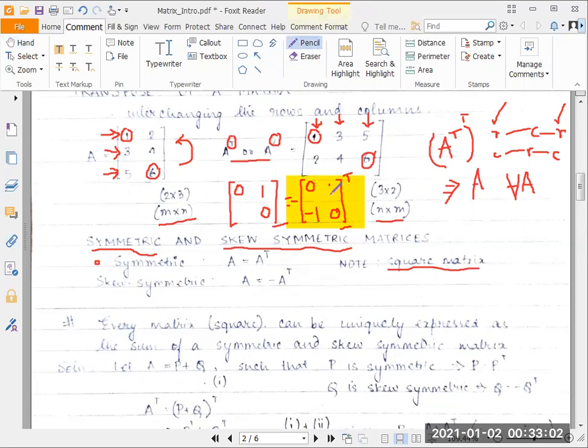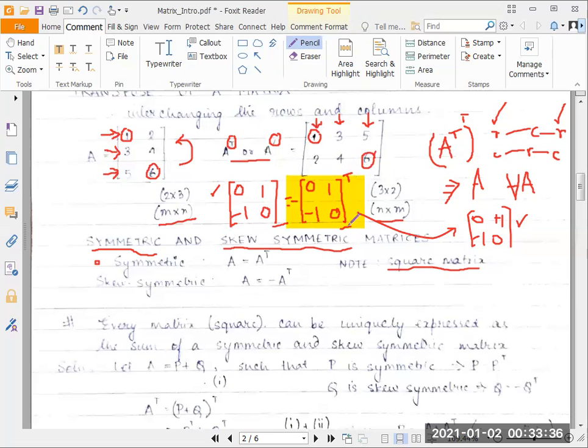Similarly, if I put a 1 here, I should put a -1 here. Let me write the solution here. When we transpose this matrix, we'll get 0, -1, 1, 0. But then there's a minus in front, so this becomes positive and this becomes negative. Doesn't this matrix match with this matrix? So essentially, we have a matrix whose negative transpose is the same as the matrix itself. This is an example of a skew-symmetric matrix.